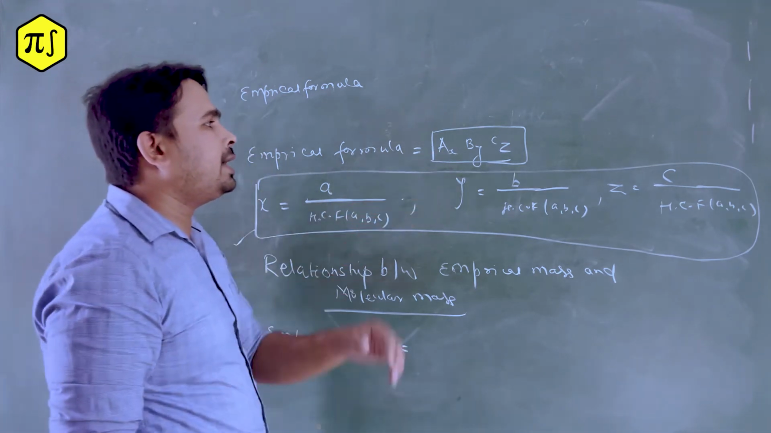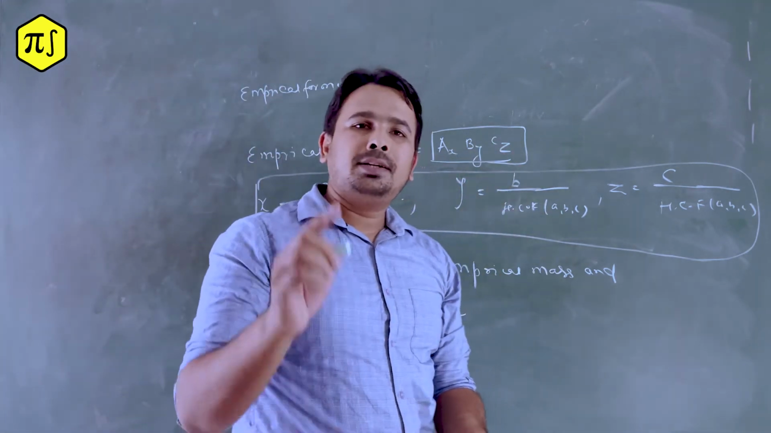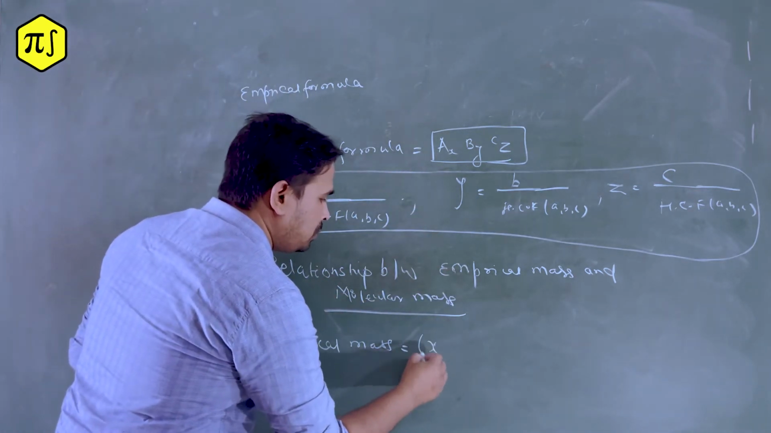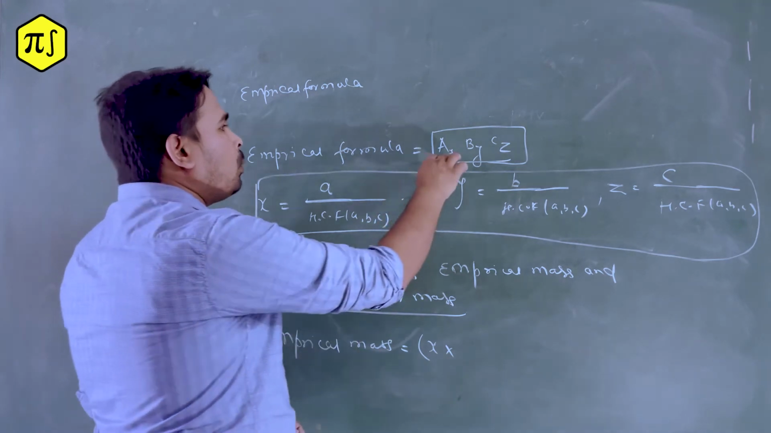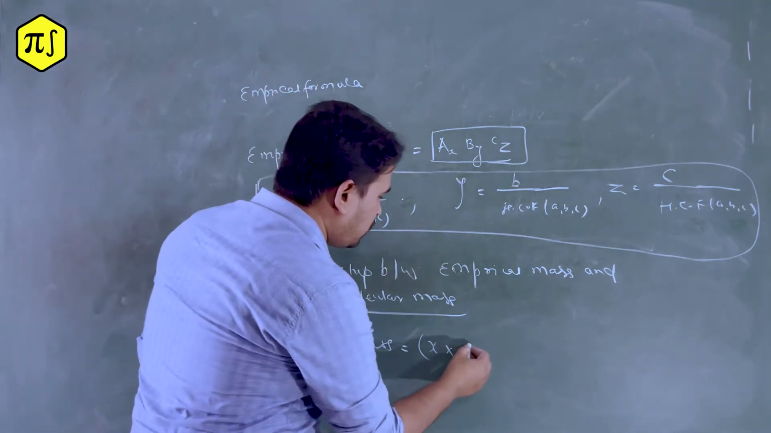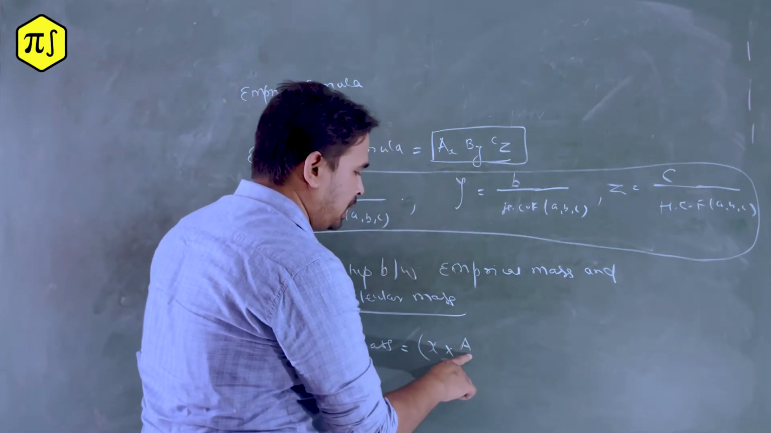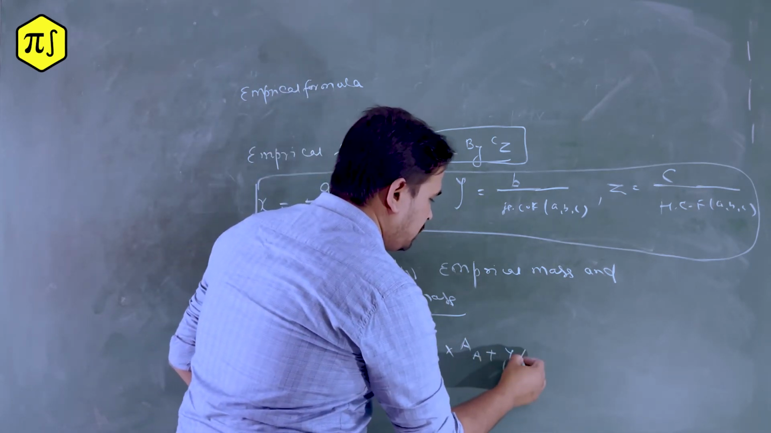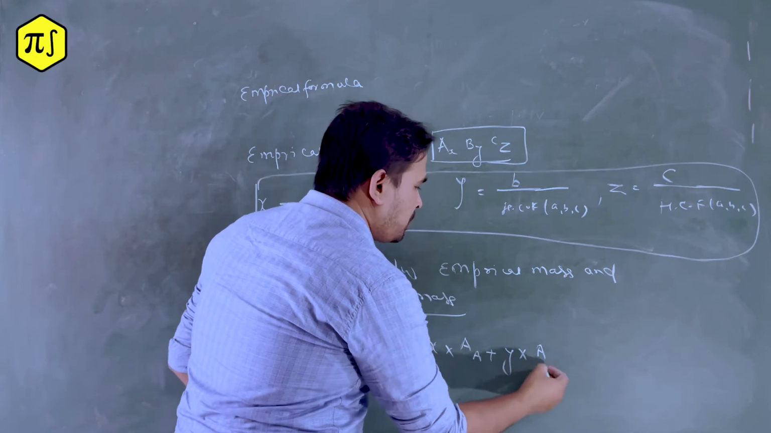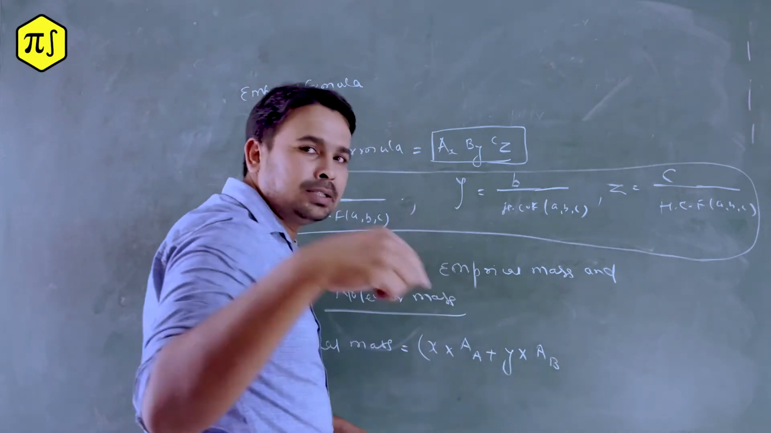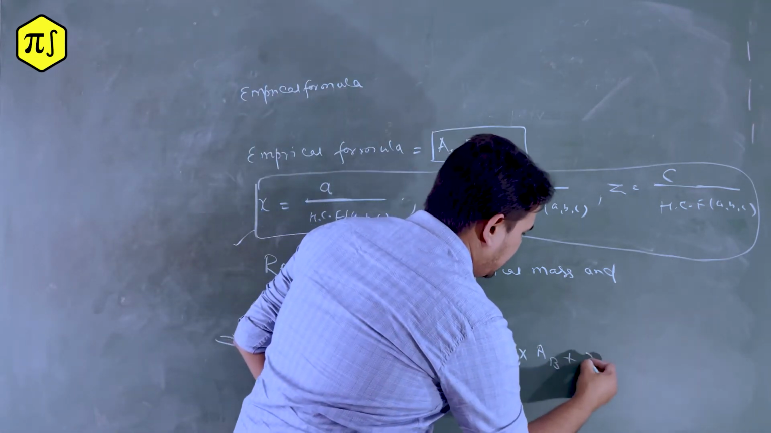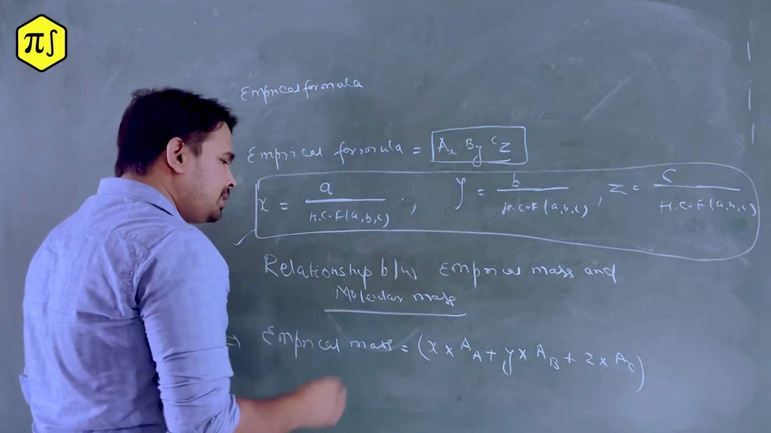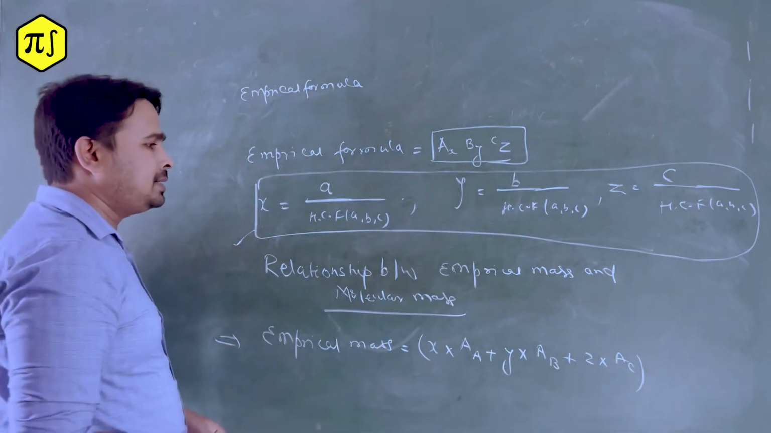The formula is AX, BY and CZ. So X denotes what? The number of atoms, right? X into the mass of one atom. We denote by A the atomic mass of element A, plus Y into the atomic mass of B, where Y is the subscript for the B element, right? And so on. So this is what we can say is the empirical mass, right?